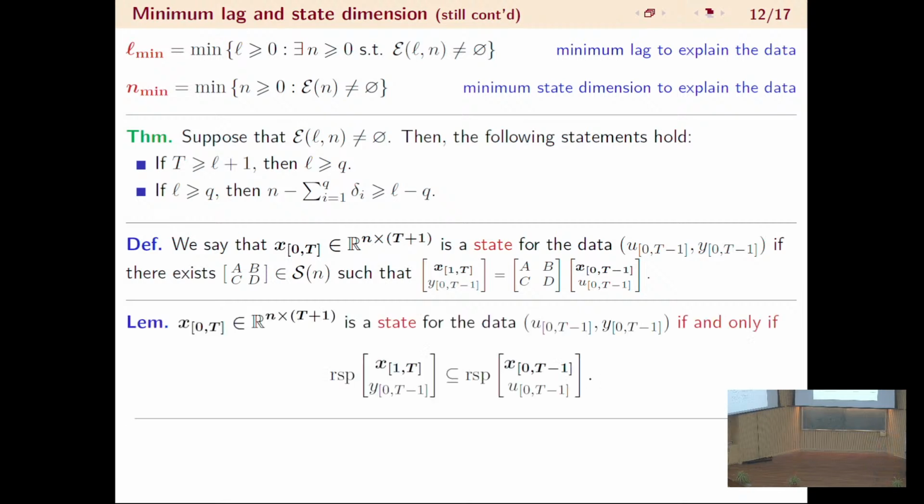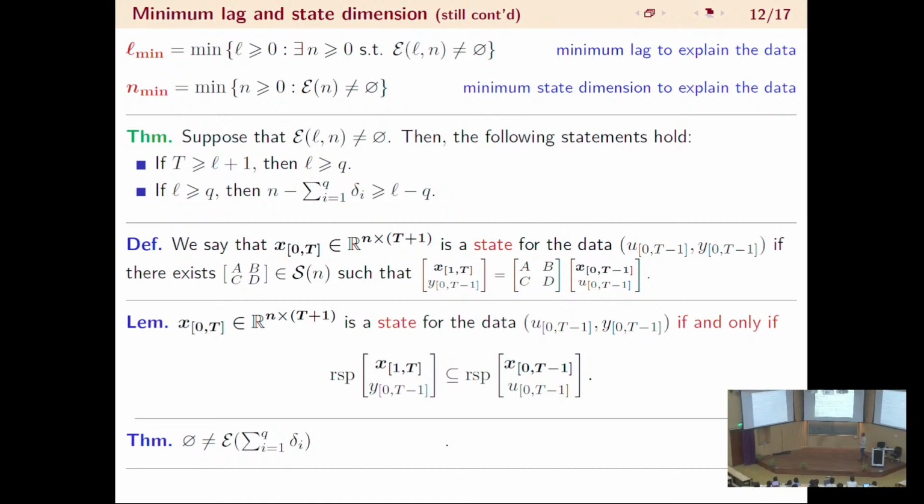Well, one can also easily characterize what it means to be a state. X is a state if the row space of this matrix is included in the row space of this matrix, because then and only then these linear equations are solvable. But the question is, given data, how can I create a state? This is a non-trivial question.